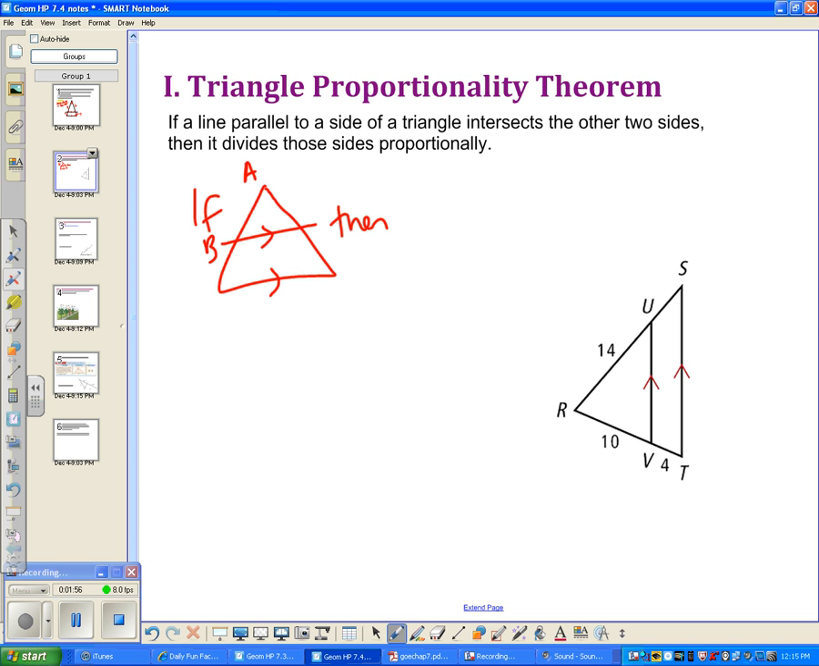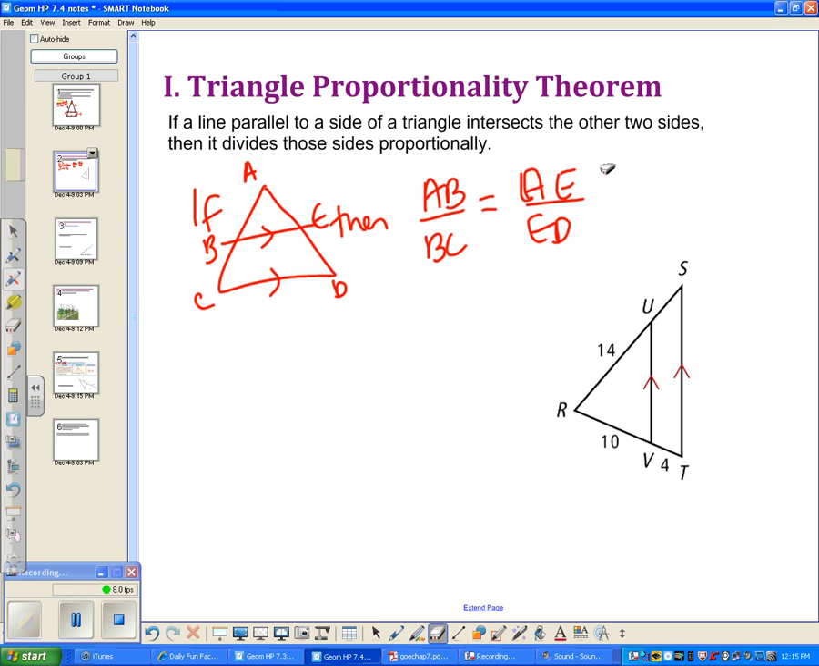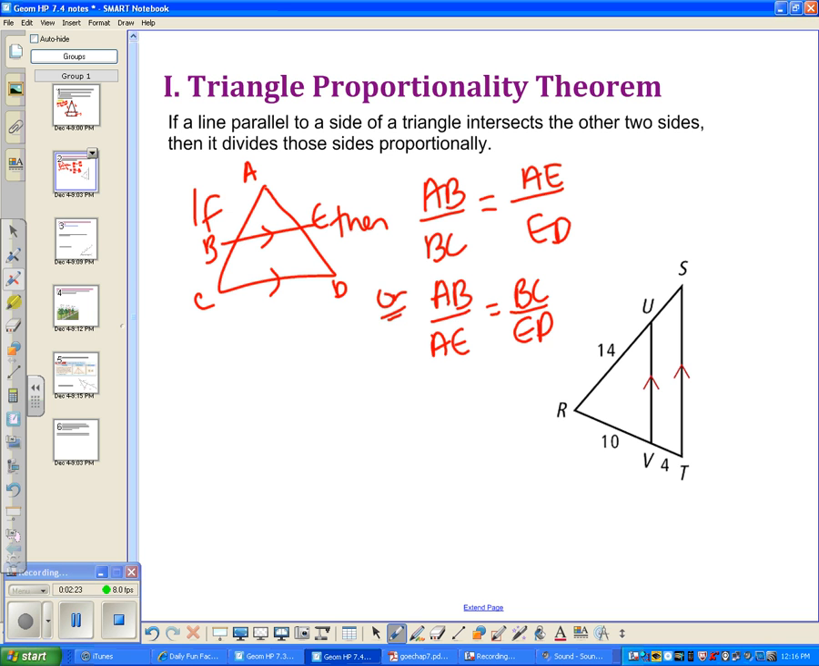If I put A, B, C, D, E, then how I could write that is AB over BC will be proportional to AE over ED. And again, how you write these proportions can change. If you wanted to write it as AB over AE equals BC over ED, that also works, as long as you're pulling from the same corresponding parts.